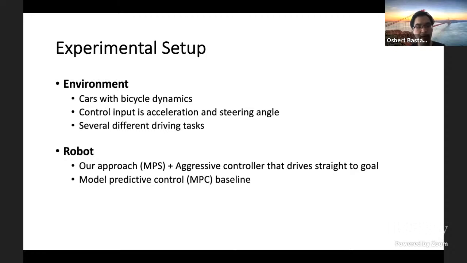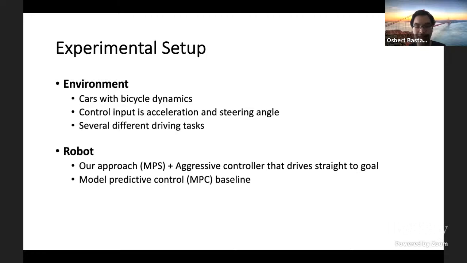So for the robot, we used our approach in conjunction with an aggressive controller that drives straight to the goal. This aggressive controller is the optimal policy pi hat. And we basically used our shielding approach in conjunction with this aggressive controller. In particular, this aggressive controller is going to completely ignore the human, so if there's a human there and they don't move out of the way, it's just going to drive straight through them.